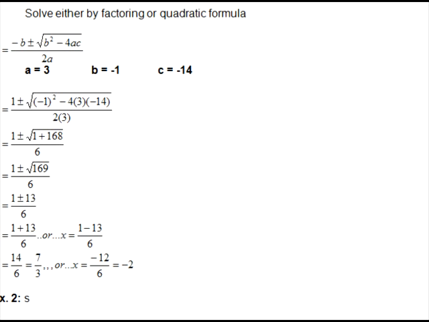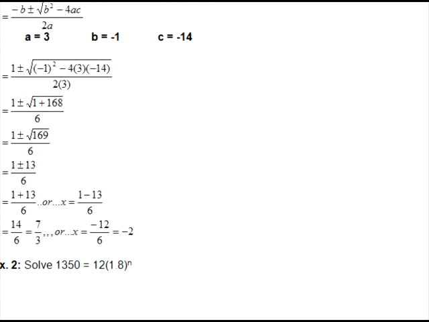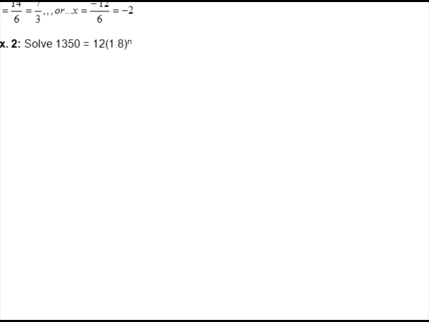So example 2 is going to say solve 1350 equals 12 times 1.8 to the n. All right, so this one is going to involve logarithms. The reason I know that is that we have a variable in the exponent. Right? So, first step here, Jennifer, is going to be what? Okay, very good. Divide by 12. The reason we do that is because you need to have just one thing on the left and one thing on the right before I can do the next step.